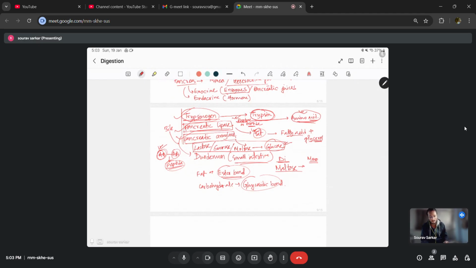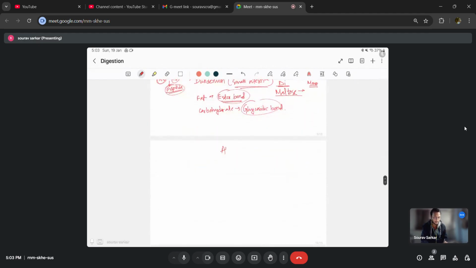Now the next day we will talk about absorption, how absorption happens mostly in the small intestine and large intestine portion. Digestion will be completed in the small intestine portion.